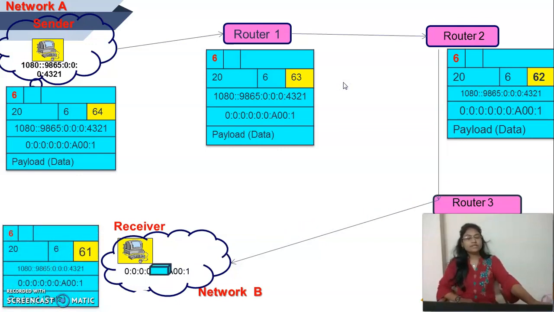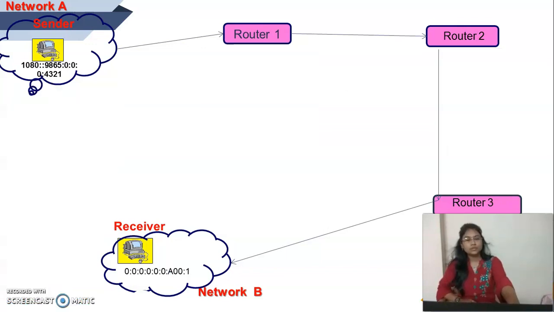Now the receiver will receive the packet successfully. Now we will see what happens if that particular hop limit field becomes 0. Now we will consider the second representation, animation.